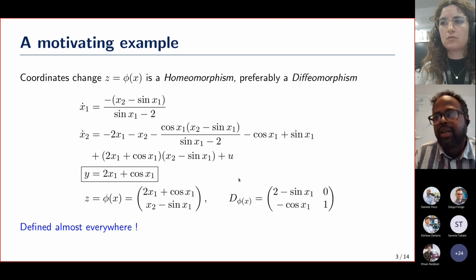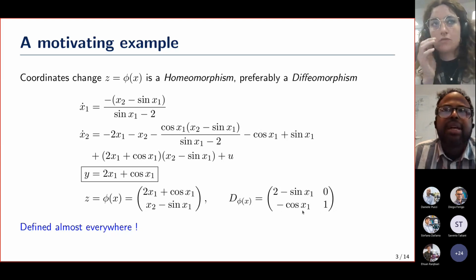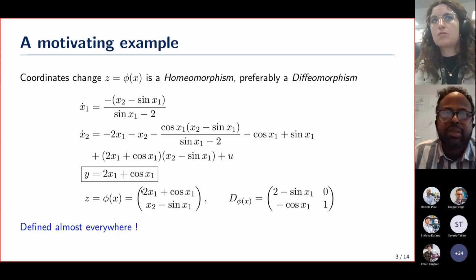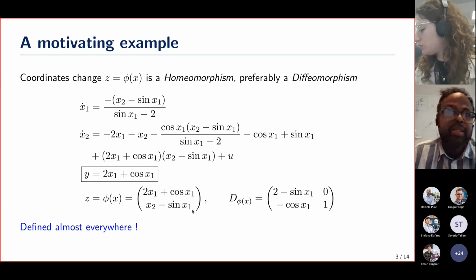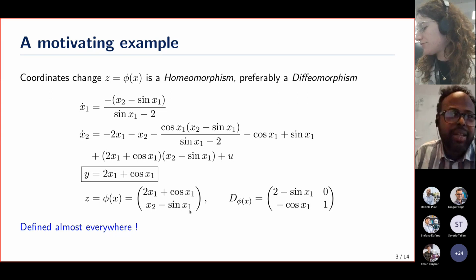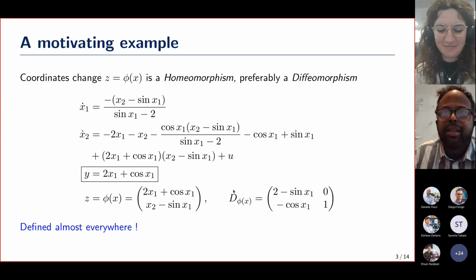You can use any existence result by, for example, looking at the Jacobian and seeing that it's non-singular almost everywhere in the state space, and you know that, okay, this function, which is the output and its first derivative, is a valid coordinate change. It's always the case, by the way, that when the relative degree r is defined, the output and its first r minus one derivatives are a valid choice for the coordinate change. Okay. So we have our new coordinates.